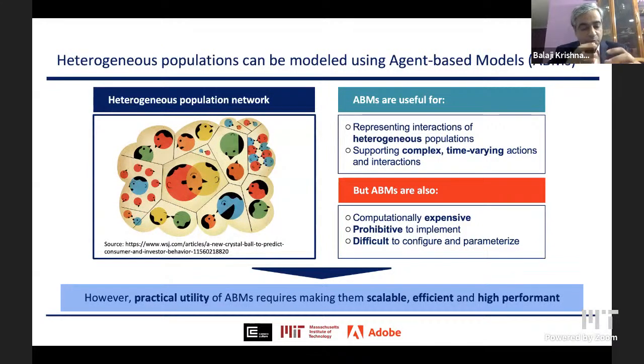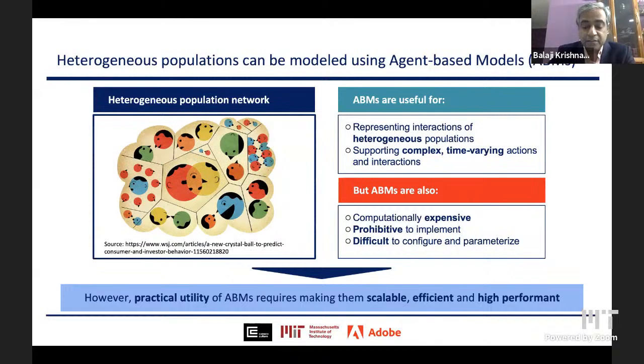So you take each individual in the population as an agent who has a certain number of connections, and then you can model how information, or in this case a virus, transmits among the population. Right? So it is capable of representing interactions in a heterogeneous population. It can support time-varying actions, and pretty complex phenomena can be modeled here.